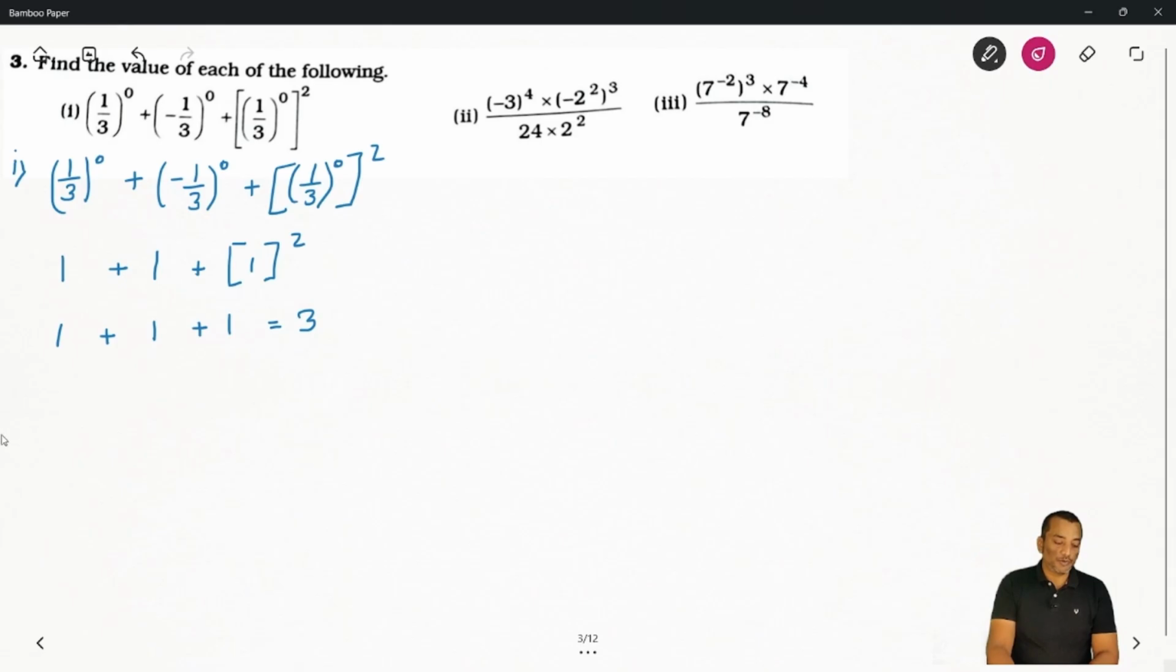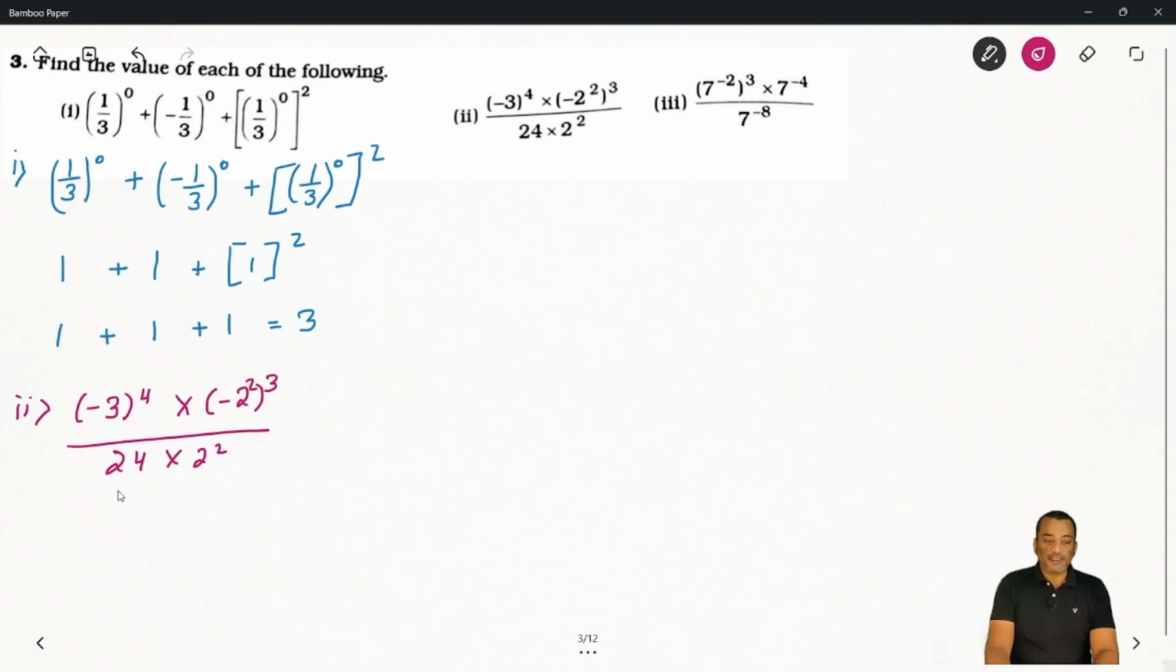Now let's solve question number 2. So question number 2, you have -3 exponent 4 and multiply with bracket -2 exponent 2 and whole is 3 by 24 divided by 24 times 2 exponent 2. Okay, so it is a very interesting question. So just see properly.